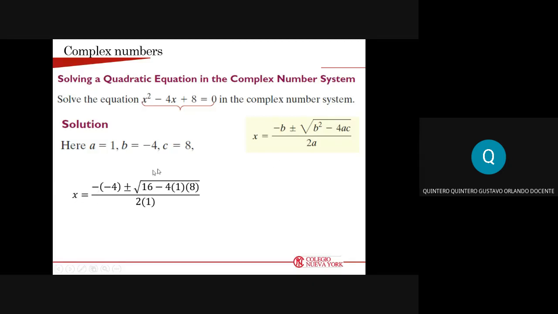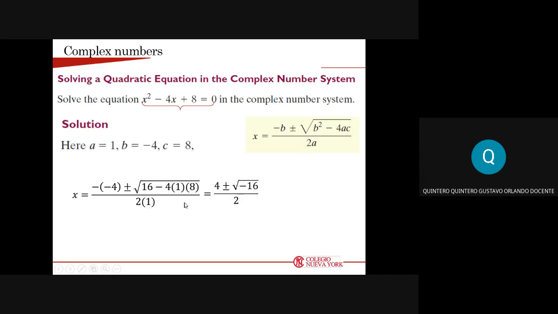We have x equals negative b, so negative, negative 4. Did you see? Double negative: the negative from the formula and the negative from the number. Plus or minus the square root of 16, because it is b squared. b is negative 4, so negative 4 squared is 16. Minus 4 times a times c. a is 1, c is 8, so 4 times 1 times 8. Over 2 times a, so 2 times 1.